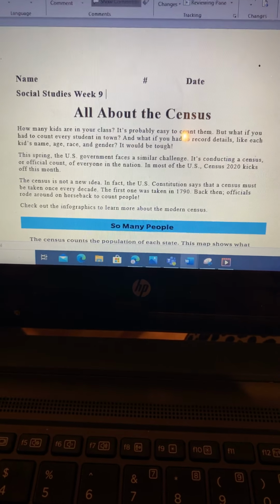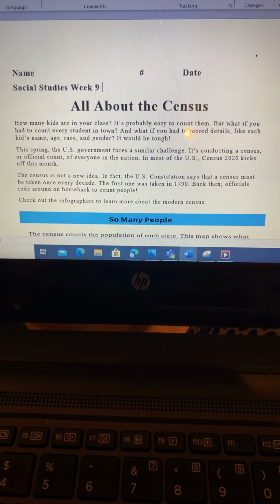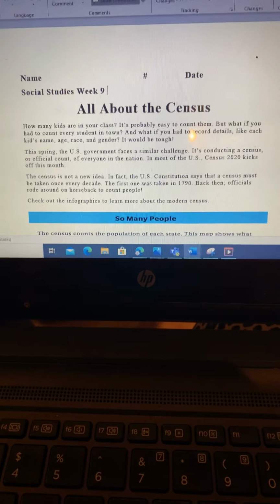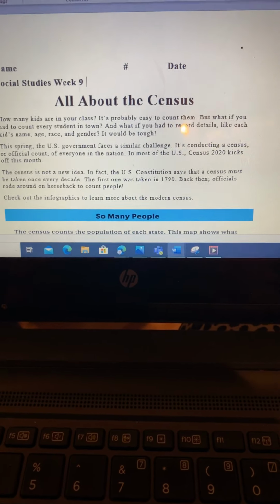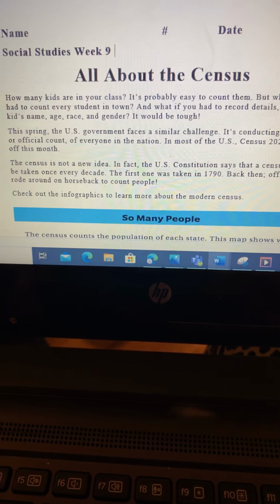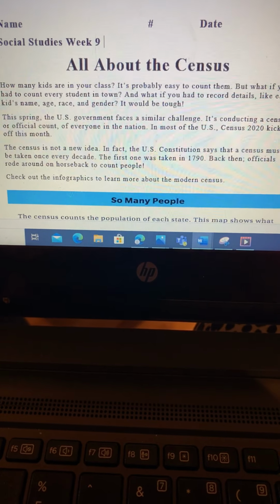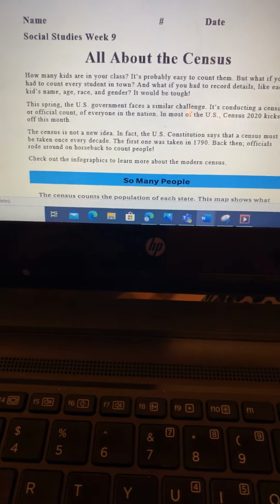The census is not a new idea. In fact, the U.S. Constitution says that a census must be taken once every decade. The first one was taken in 1790. Back then, officials rode around on horseback to count people. Check out the infographics to learn more about the modern census.